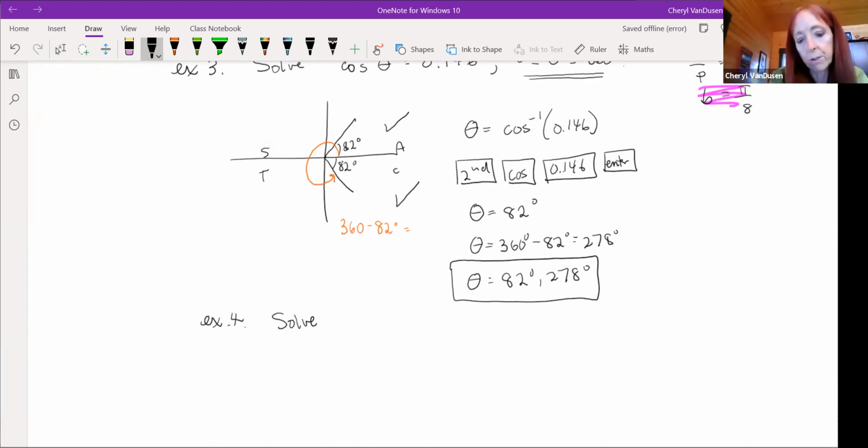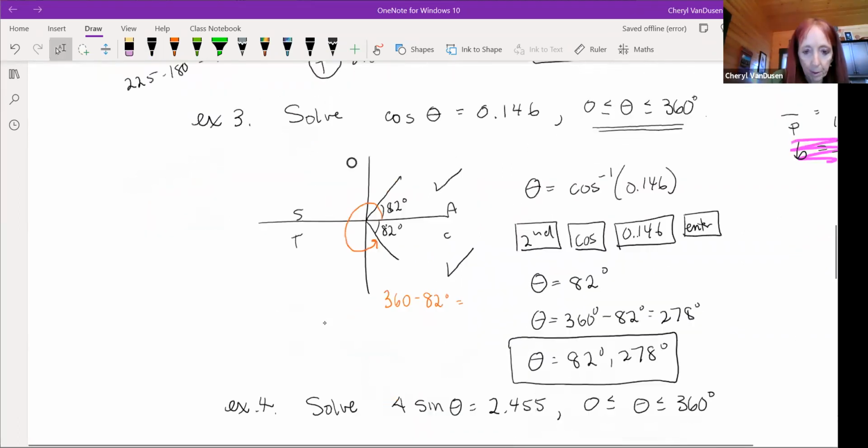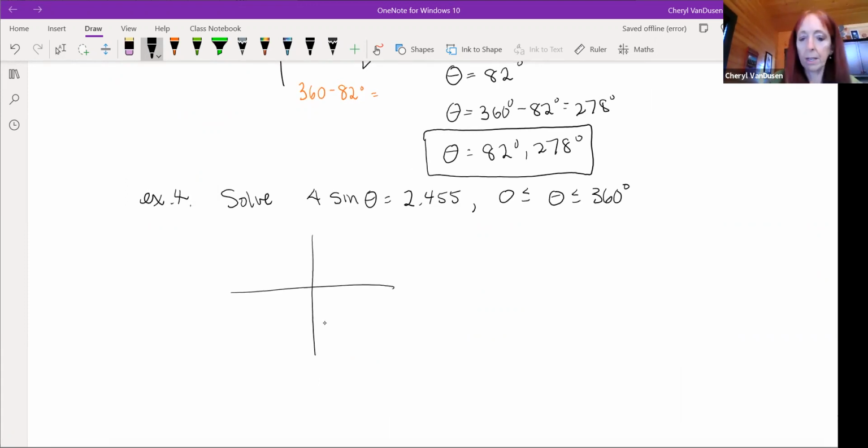So example 4, solve, and it's going to say something like this. 4 sine theta equals 2.455. 0 is less than or equal to theta is less than or equal to 360 degrees. So again, we're looking for answers in an entire rotation. My whiteboard's being a little bit ornery. Okay, so let's get our diagram like that.